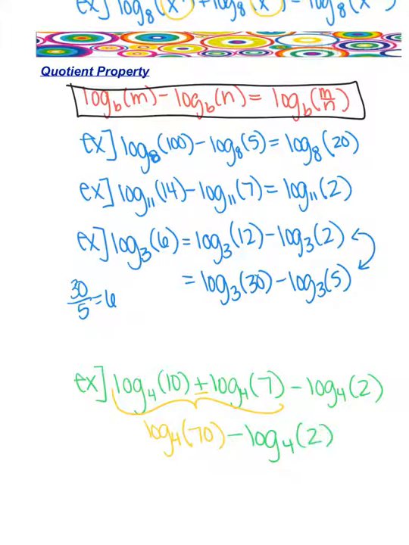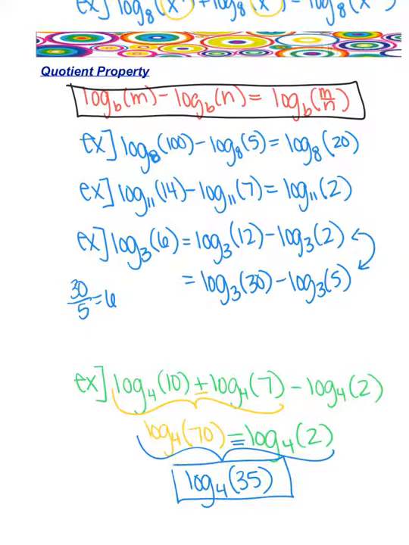And then I would go ahead and simplify these two logs and condense them down into one single log. And since I am subtracting this one, I would take 70 divided by 2, which is 35. So I'd end up with a log base 4 of 35.